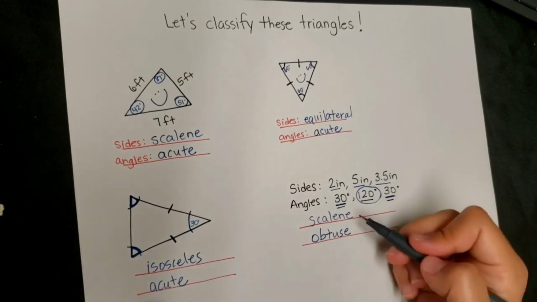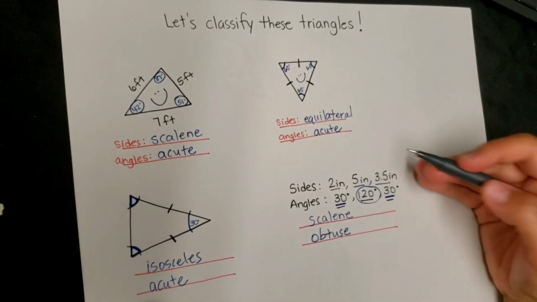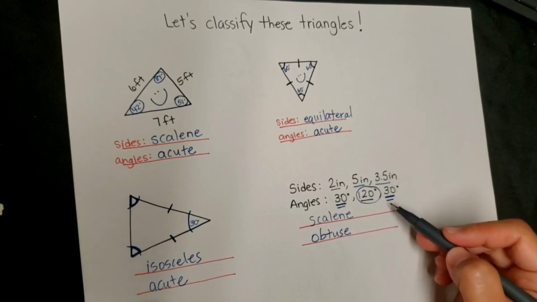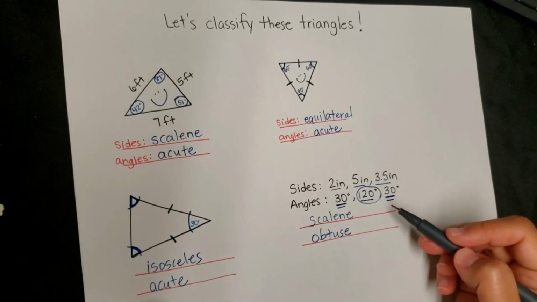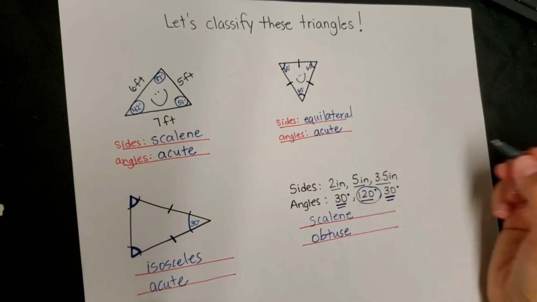It's obtuse. So for this one here, we don't need a picture. As long as they give us all 3 measurements for the sides and the angles, you can figure out what type of triangle that is. So meet scalene obtuse.